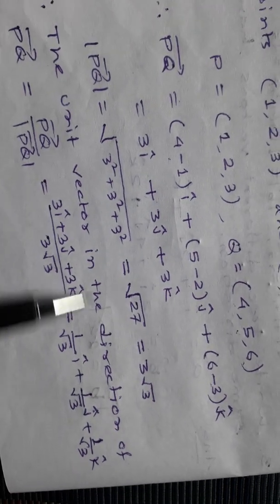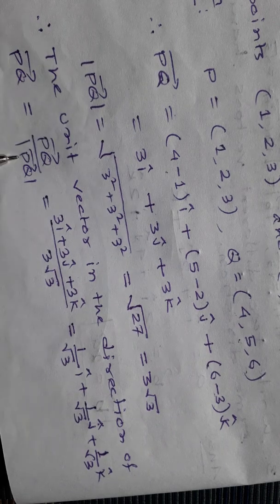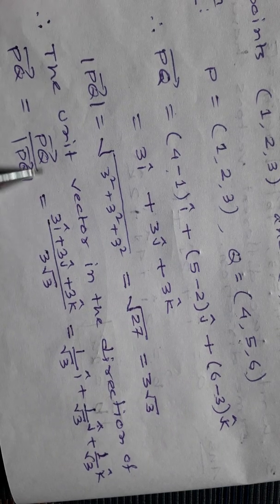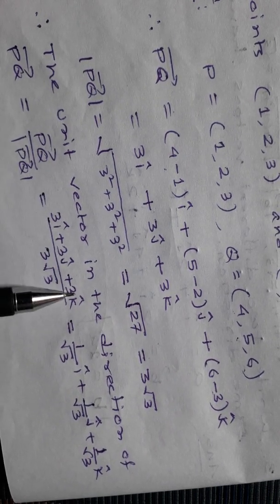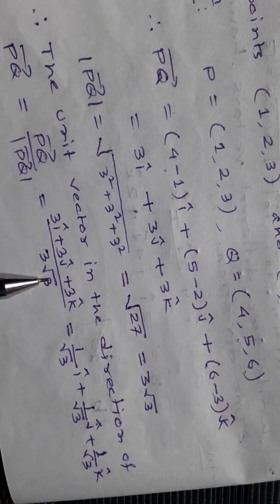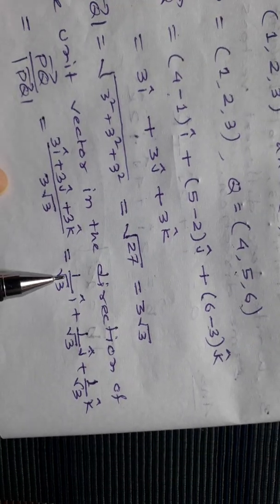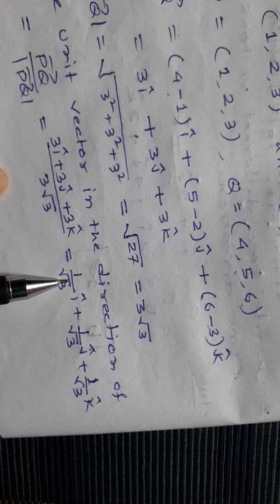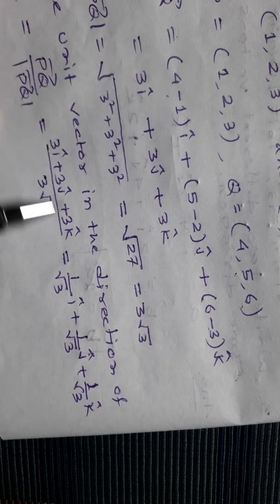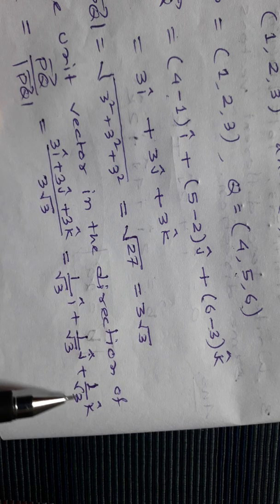Therefore the unit vector in the direction of vector PQ is equal to the vector divided by its magnitude. The vector PQ is 3i plus 3j plus 3k, divided by its magnitude, 3 root 3. Now you can split it into 3 fractions, or you can take common 3 from the numerator. You can cancel the common 3, and then split it. You will get 1 by root 3 i plus 1 by root 3 j plus 1 by root 3 k.